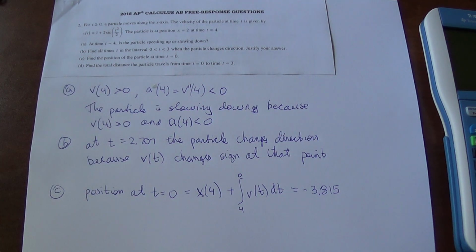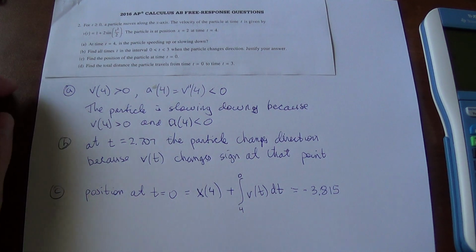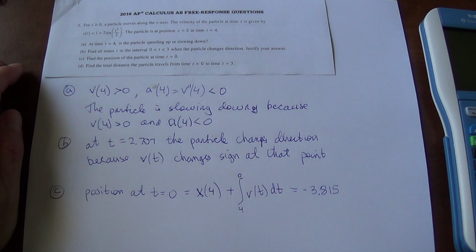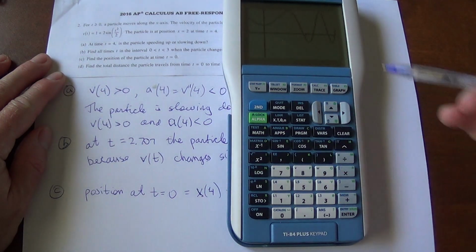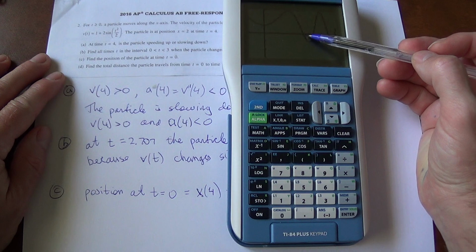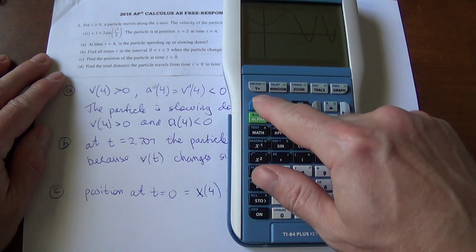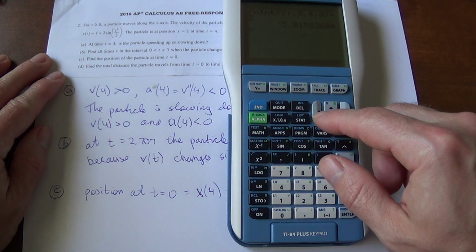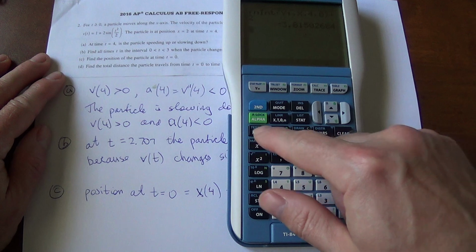And then the last question, we have to find the total distance traveled from 0 to 3. For the total distance, you're going to have to use the absolute value, because the total distance traveled involves going to the left and to the right. If we look at the graph again, from 0 to that point, the particle travels to the right, and then travels to the left. Okay, so what we're going to have to do is go back here, and then hit the math button.